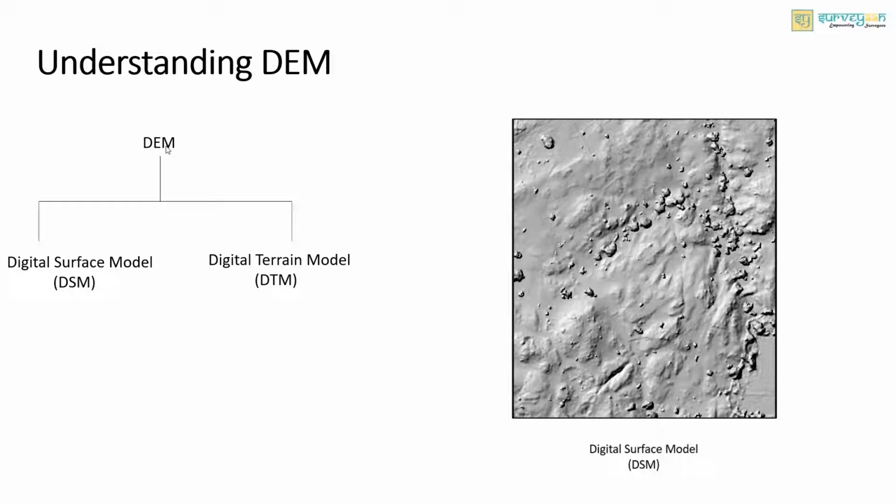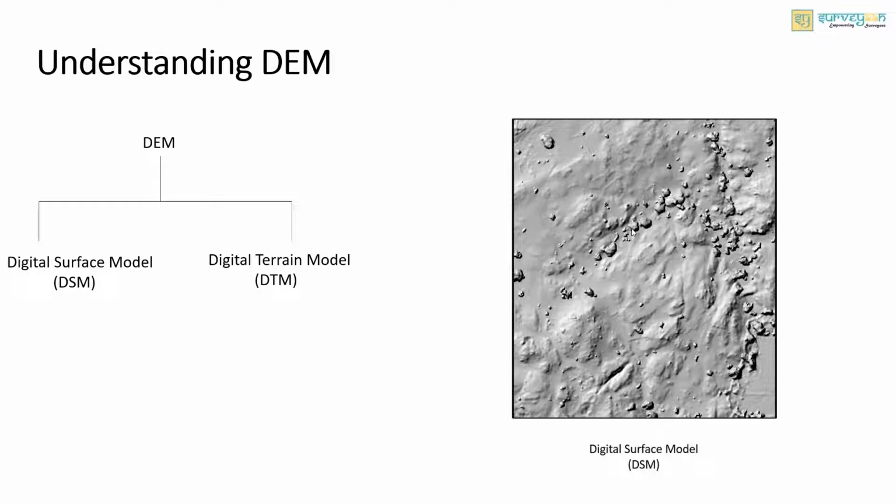The digital elevation model is a 3D representation of the terrain elevation on the Earth's surface. The digital terrain model and the digital surface model are derived from the digital elevation model. The digital surface model represents the Earth's surface, including all the objects like the trees, buildings, and here you can see in the image these rounded structures. They are actually the trees.